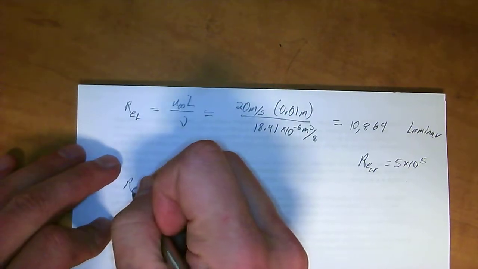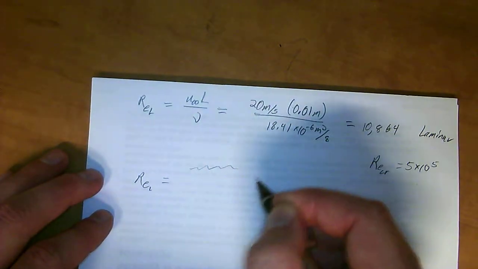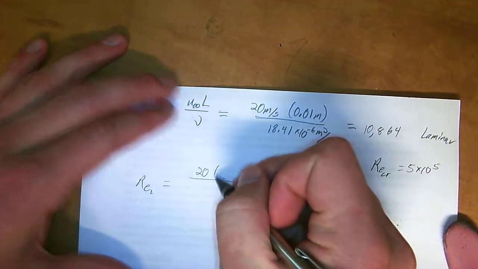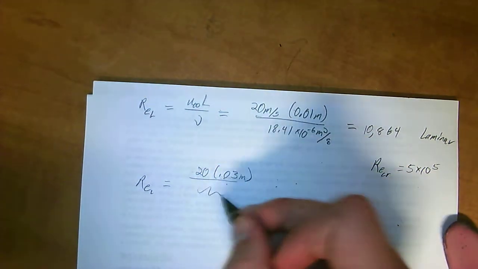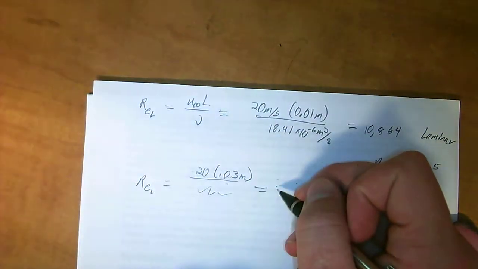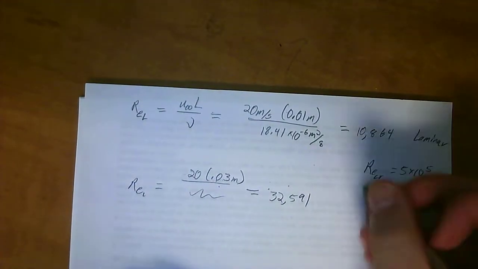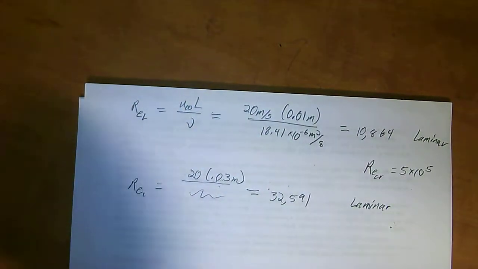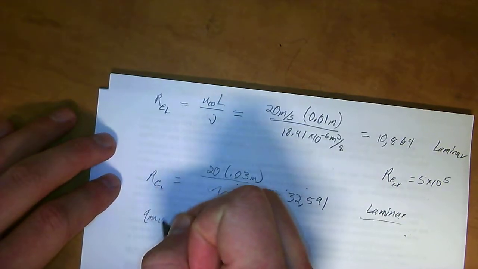Then if you find the Reynolds number for the chip and the substrate together, which is 0.3 meters, you have the 20 meters per second, so on and so forth. Oh, sorry, made an error. You've got 20 times 0.03 meters for this calculation, and then the same viscosity underneath, and you end up with 32,591, which is still less than the critical Reynolds number. So this case is laminar too. We know that in both situations, with the chip by itself and with the substrate attached, the flow is laminar.